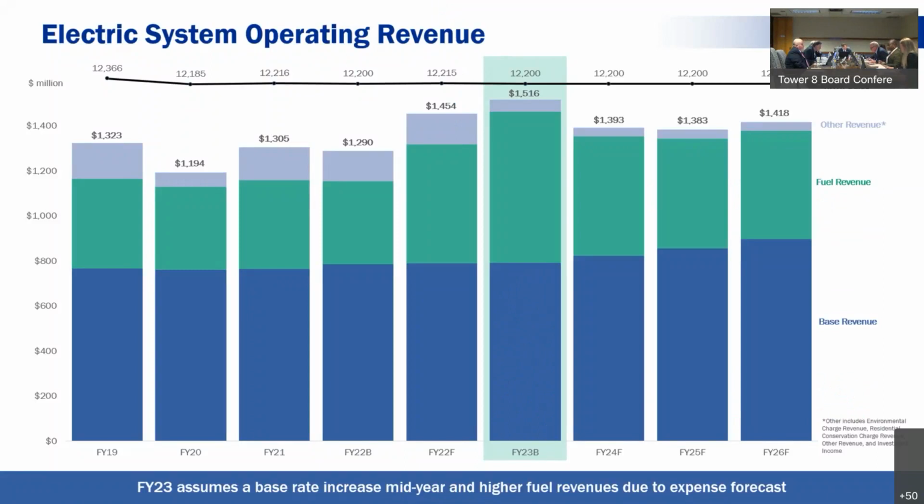However, we are now proposing to delay the change as we work through rate recommendations resulting from the cost of service study. At a future meeting, we will bring a robust plan that includes not only the change to pricing, but recommendations on programs and structure. The increase in fuel revenues reflected in the green bar mirror the current fuel expense forecast. This all results in a $1.5 billion budget for fiscal year 23.